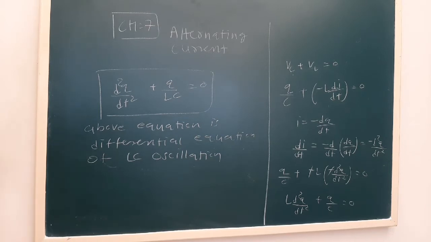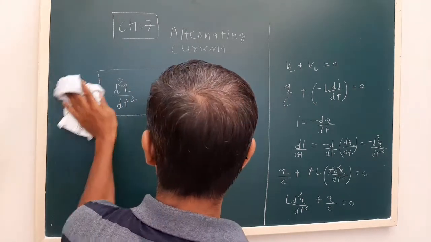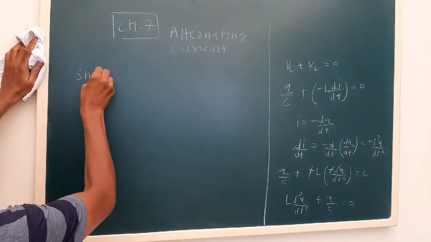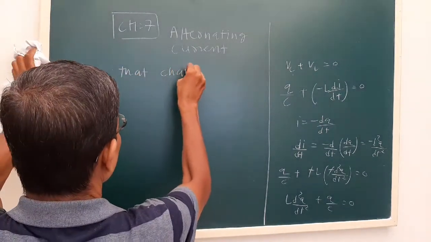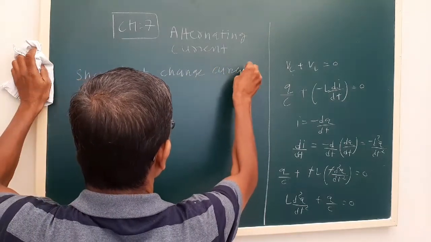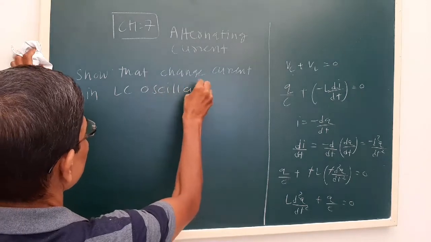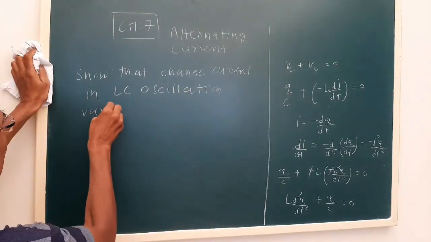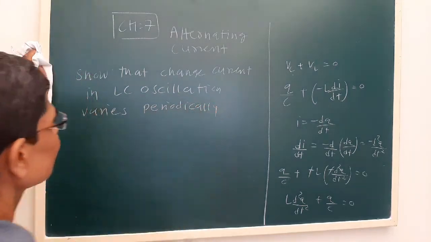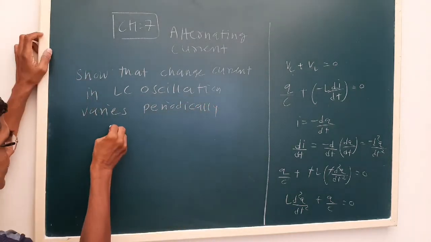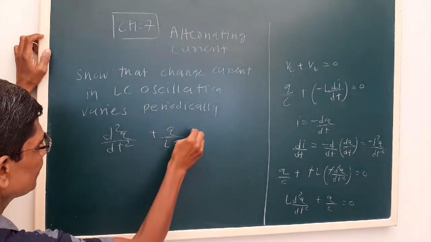Now the question can be asked like this also: show that charge and current in LC oscillation vary periodically. Now see, our equation is d square q by dt square plus Q by LC is 0.